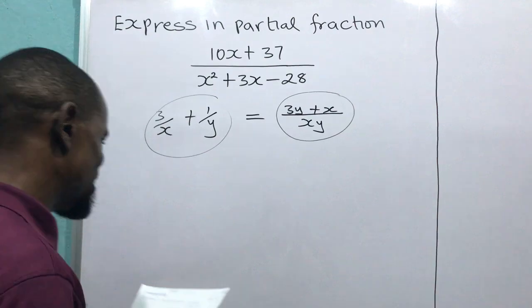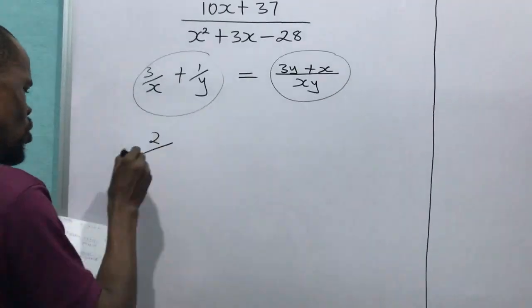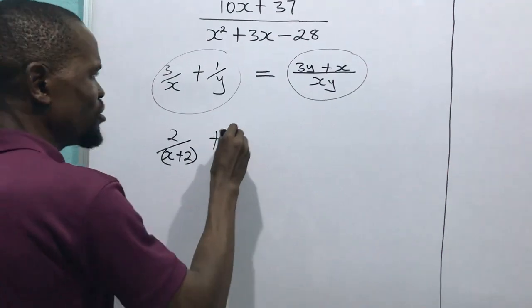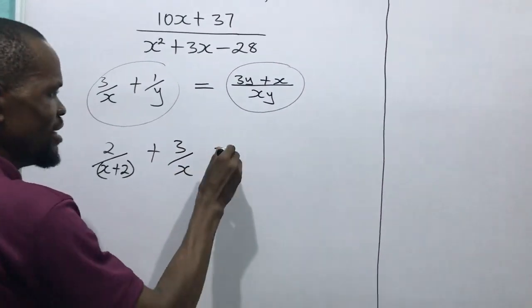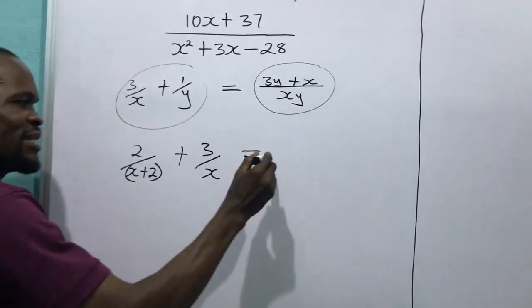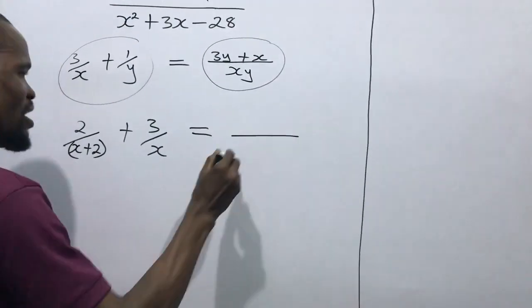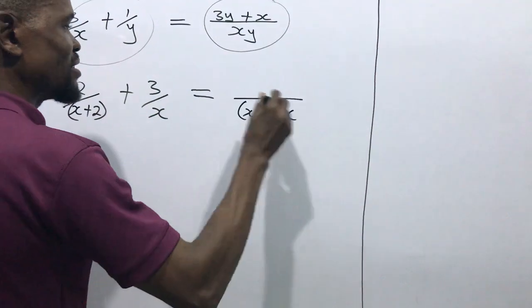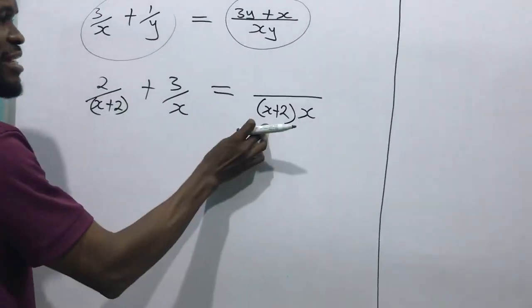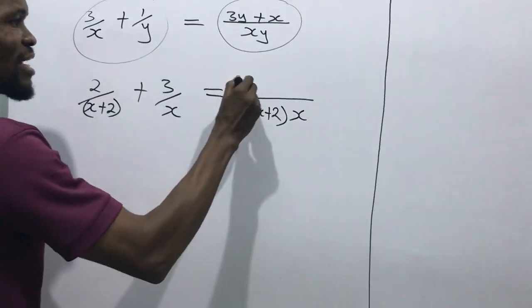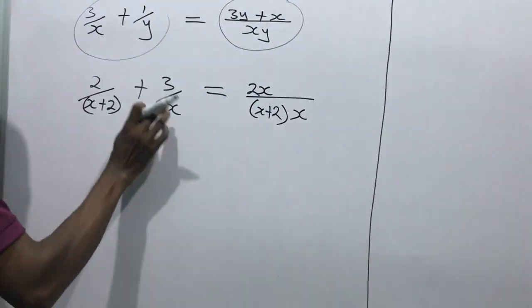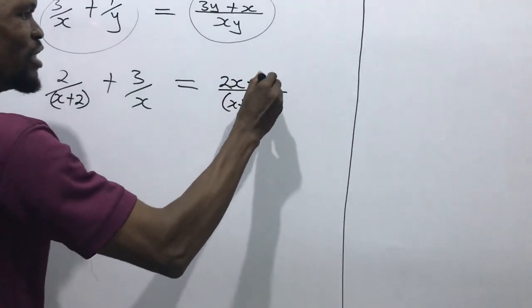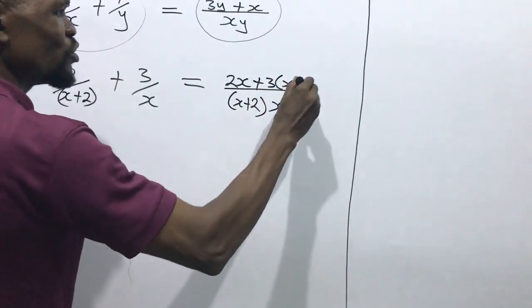Again, let's see this again. I have 2 all over x plus 2 in bracket, plus 3 over x. This is a partial fraction. Let's get the compound. I say LCM, this is x plus 2, times x. Dividing this leaves me with x, and x times 2 gives me 2x. Dividing this leaves me with plus 3 into x plus 2.